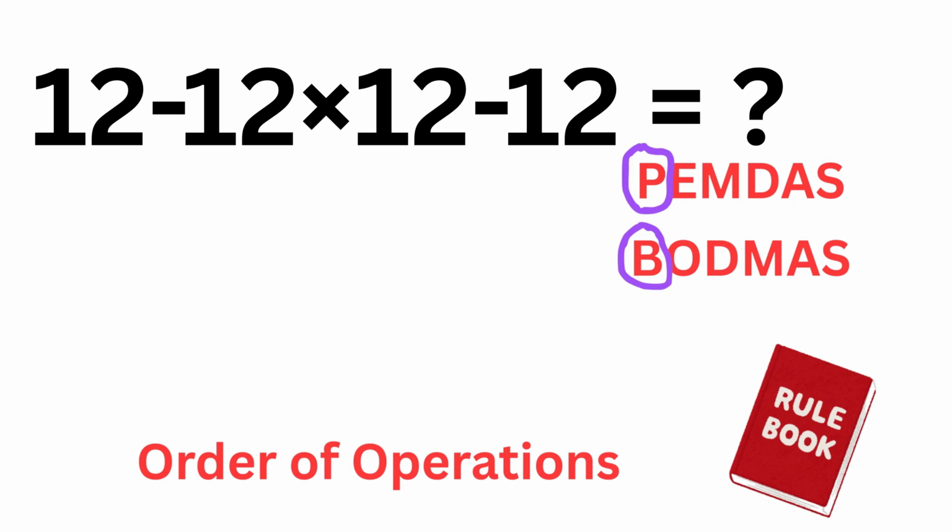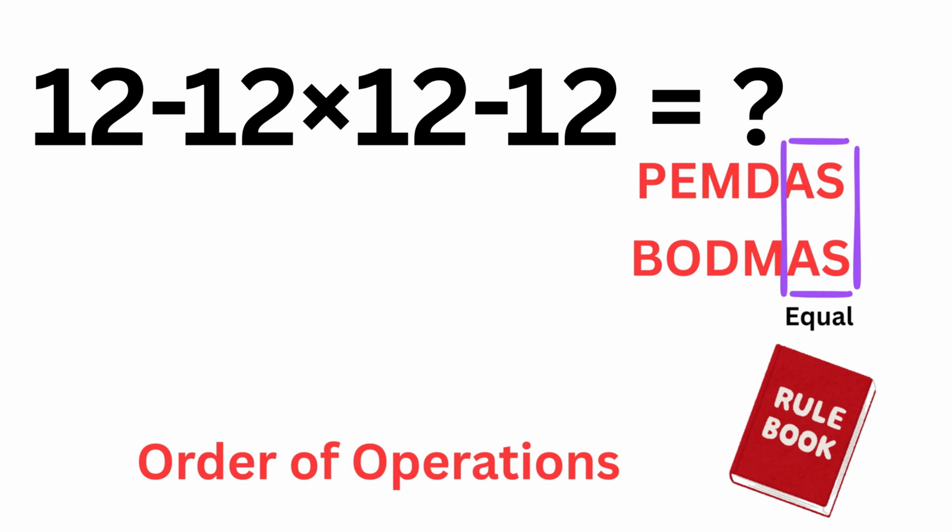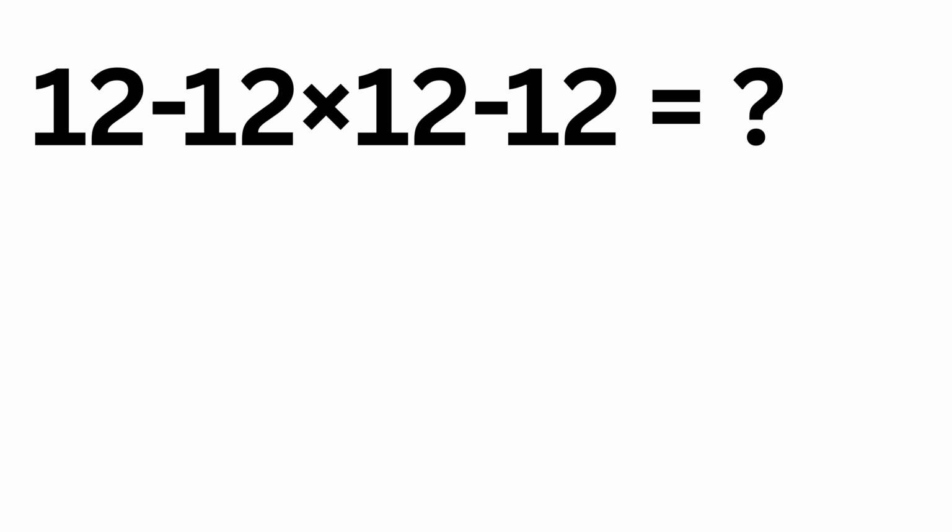First, we have to solve for parentheses, then exponents, then multiplication or division, and finally addition or subtraction. Remember that multiplication and division have equal priority, and we have to work from left to right, and the same applies to addition and subtraction. So here we first do multiplication and then subtraction.